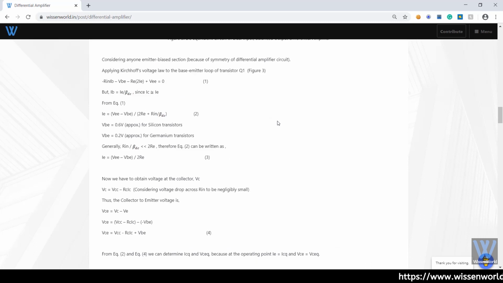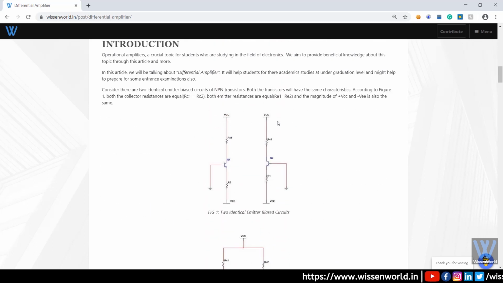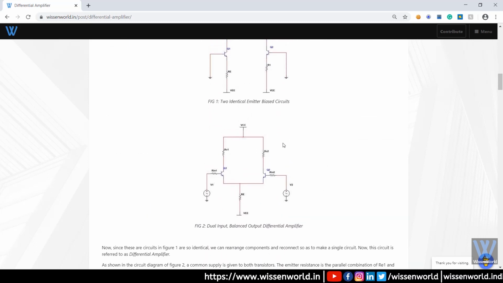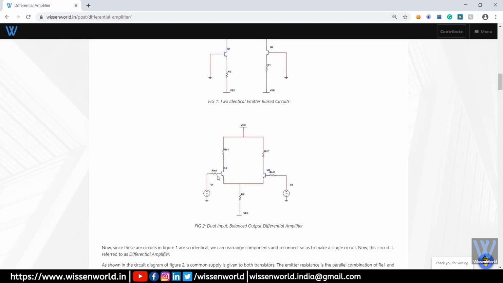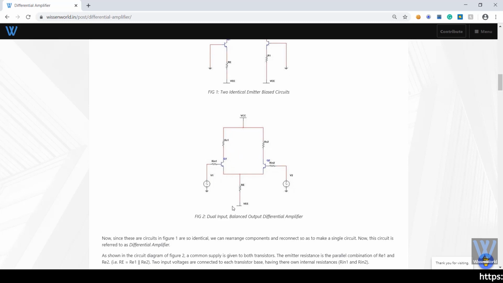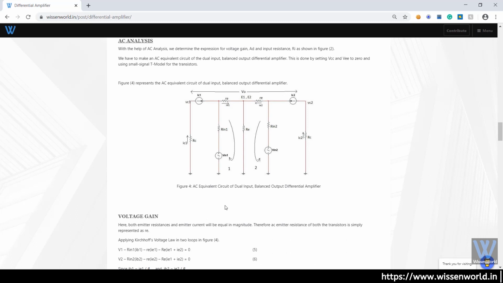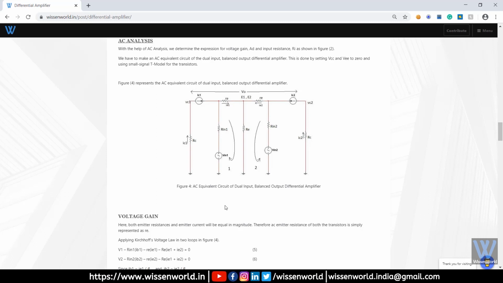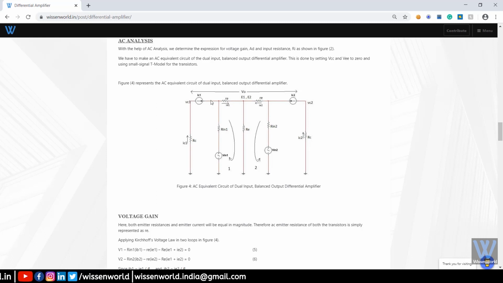Now for 1 second, let's come back to the main circuit of this differential amplifier. This was the main circuit. Here we had two input voltages with internal resistances Rin1 and Rin2, and we have a common emitter resistance, and we have two collector resistances Rc1 and Rc2. So in our AC equivalent circuit, we have our input voltages and their internal resistances, and we have our common emitter resistance. Here these current sources represent the collector currents IC1 and IC2.